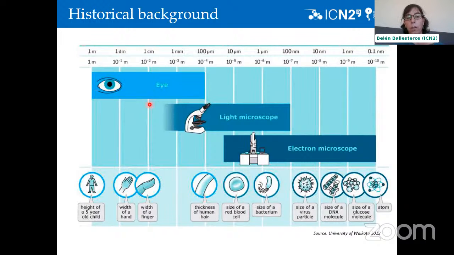So what can we see with our eyes? We can go down to the thickness of a human hair. That's in the 100 micron range. Below that, you need a light microscope, and you can go down to 100 nanometers. But if you want to go much lower than that, you really need an electron microscope. And this allows you to study virus particles, DNA, molecules, and even atoms.